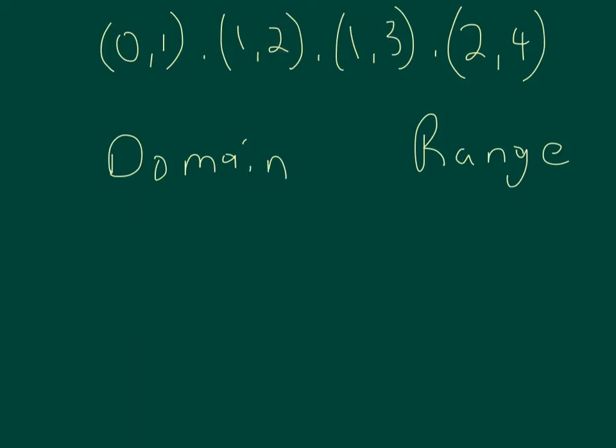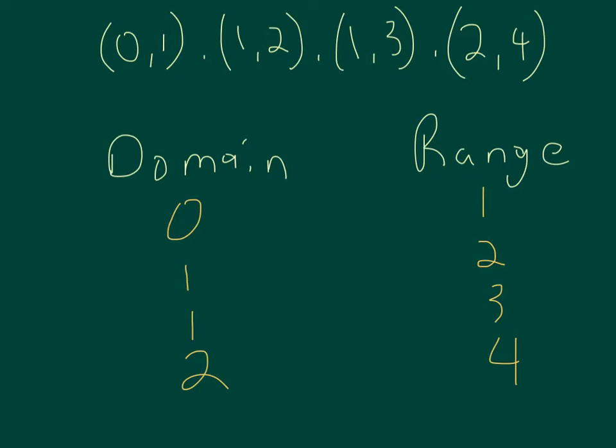So let's write the domains down. So we have 0, 1, 1, and 2. And the ranges, we have 1, 2, 3, and 4. And you understand what I did there, right? 0, 1, 1, and 2, those are our domains. 1, 2, 3, and 4 are our ranges. Now let's partner them up.